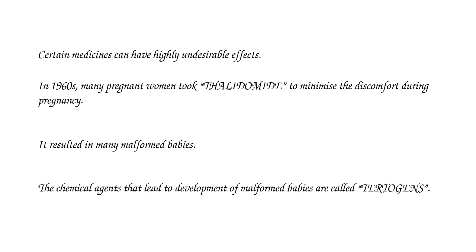Here we need to know some important things for pregnant women. Certain medicines can have highly undesirable effects on the pregnant woman. In the 1960s, many pregnant women took a medicine called thalidomide to minimize the discomfort during pregnancy. The most common discomfort during pregnancy is vomiting and not being able to take much food, because the ovaries and the uterus are situated in the abdominal cavity.